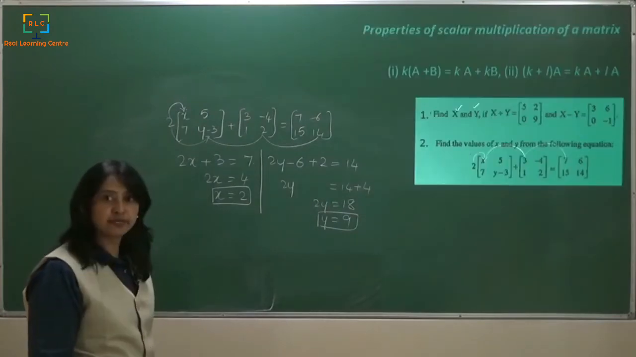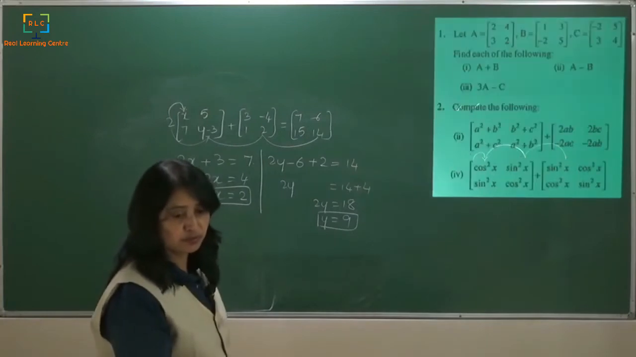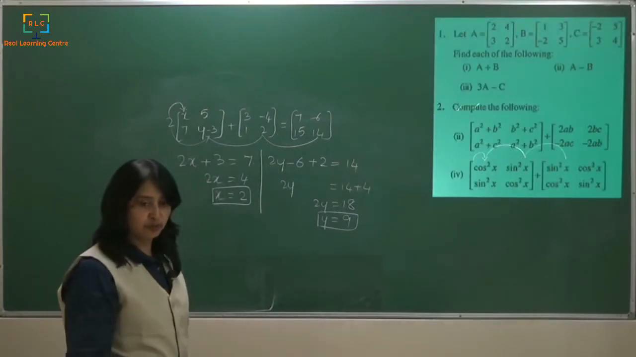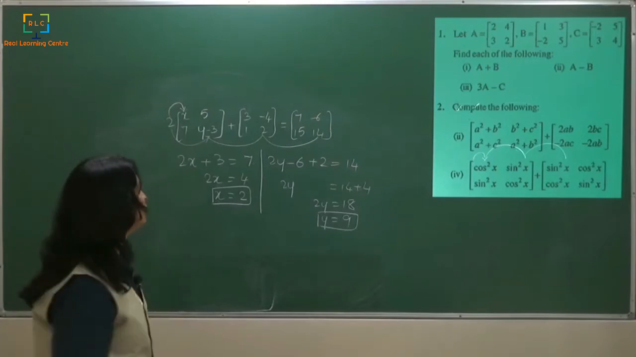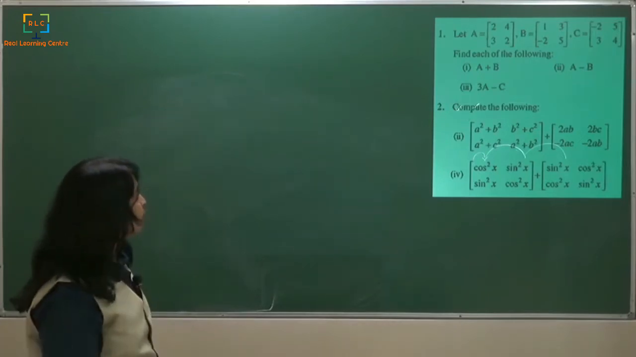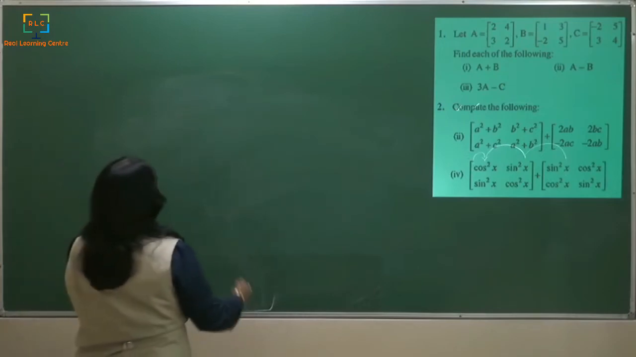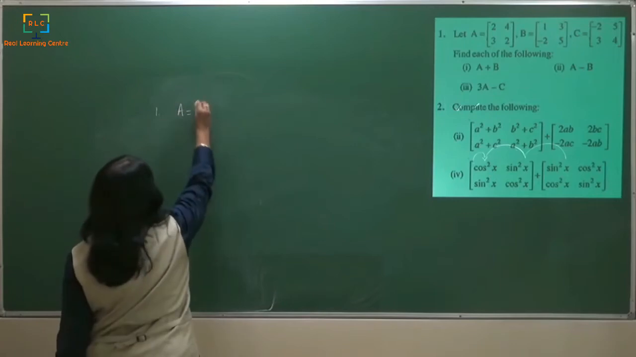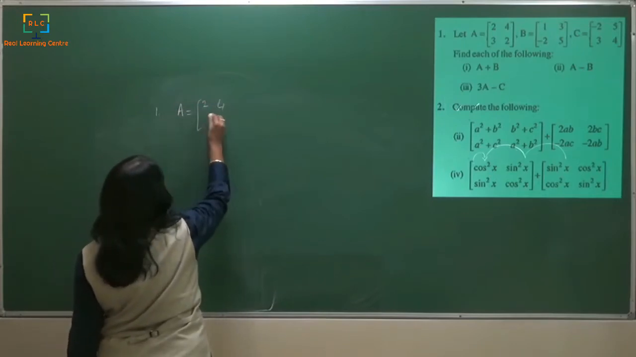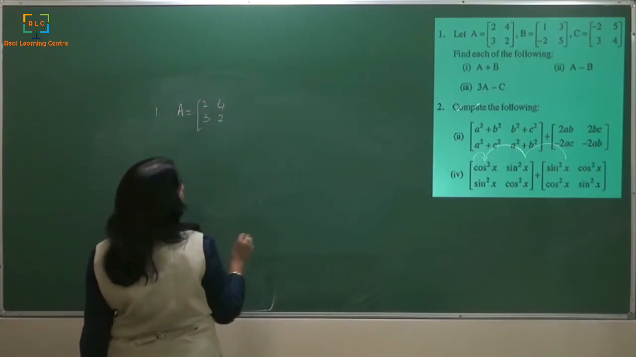So we did the second problem, and now we go to the third problem. The next kind of problem, you have simple problems from this exercise 3.2. Question number 1 from exercise 3.2 will be A is equal to 2 4 3 2. I shall do it like this.